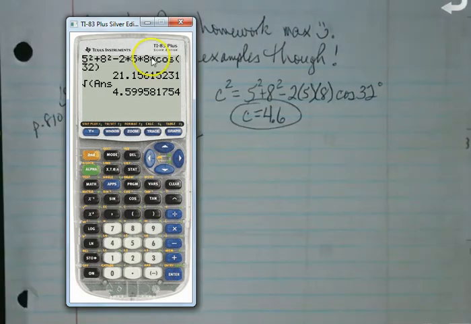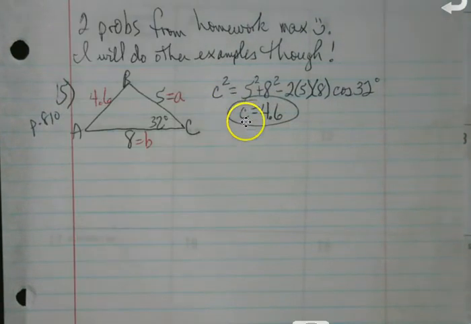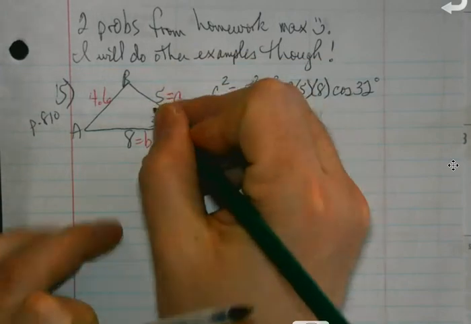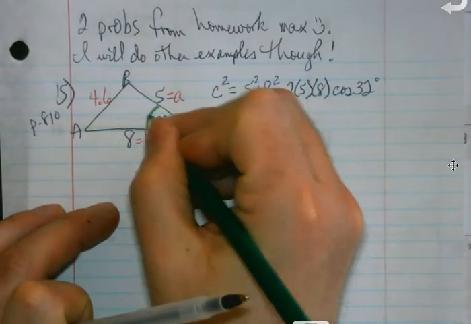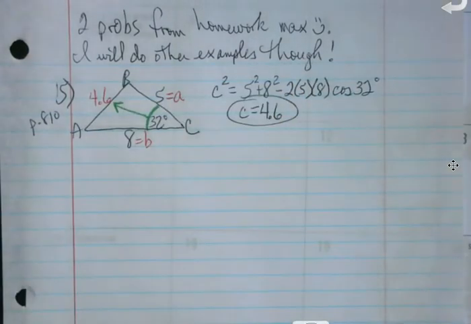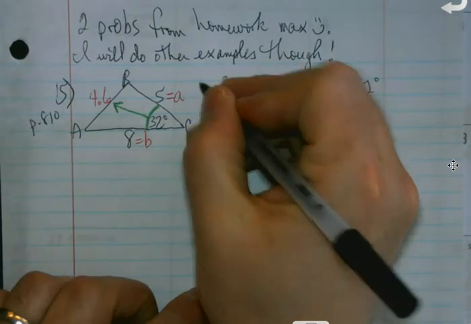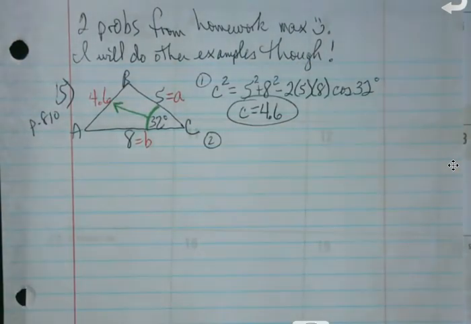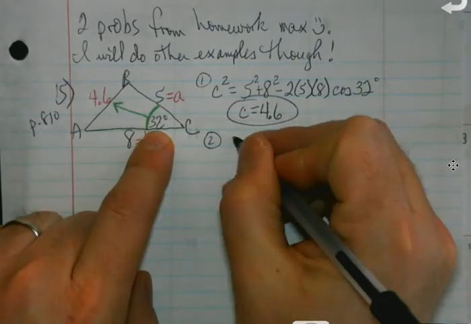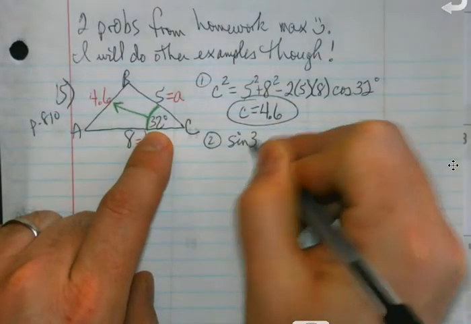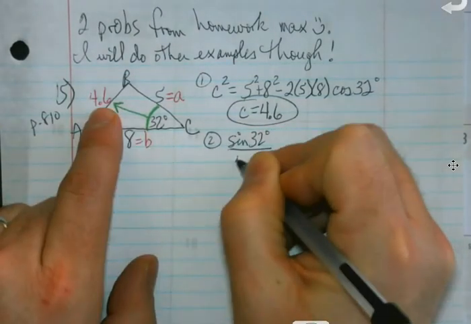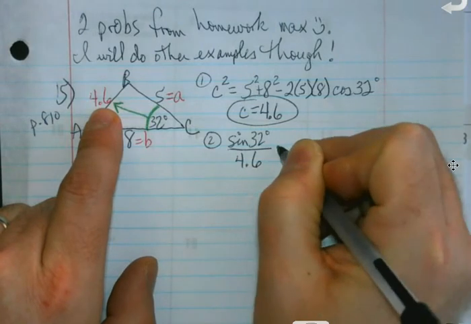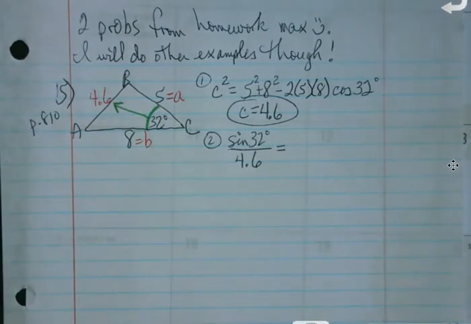So now, once I get this out of the way for a second, I look and I say, okay, now that I found side C, I have a corresponding angle and side. So that was my first step. My second step now is I can start using the law of sines. So I've got the sine of my angle over my newly found side, and now comes the part that becomes critical.